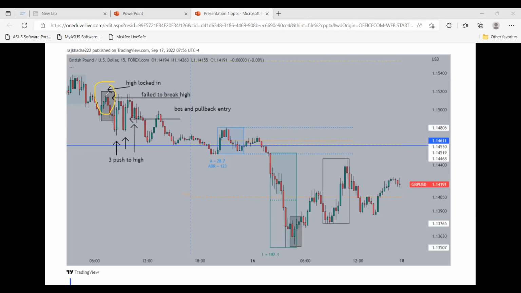Remember the pattern I have told you, a candle engulfment of candle by 3 red, means this is the high formation locked in.